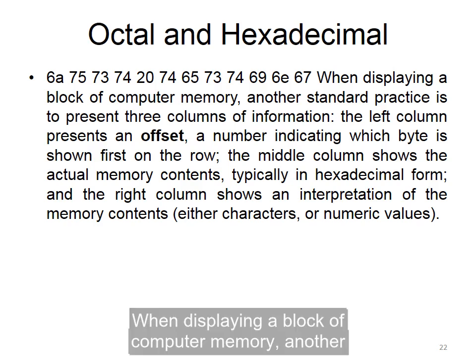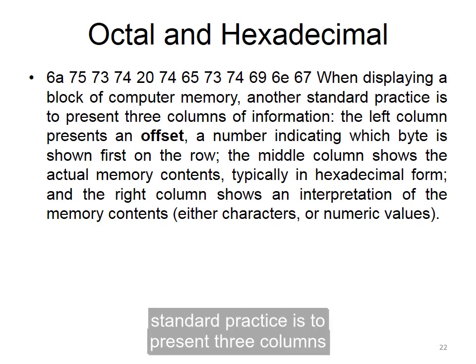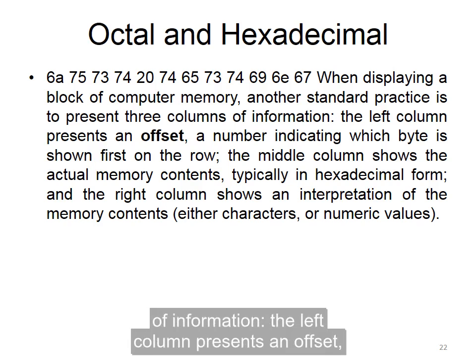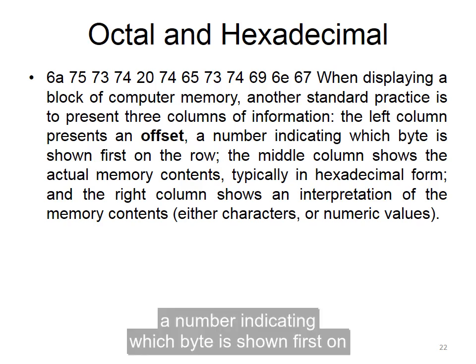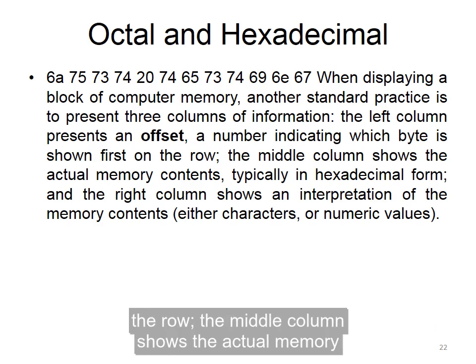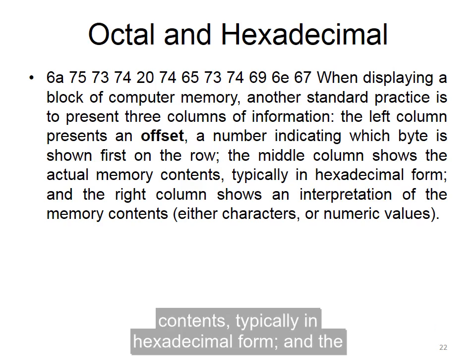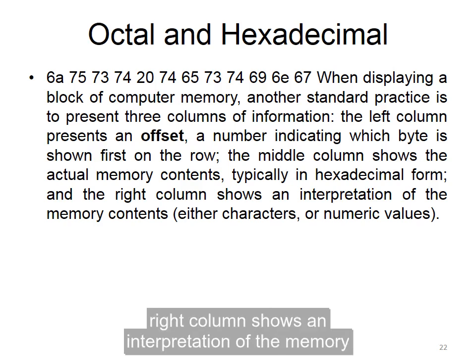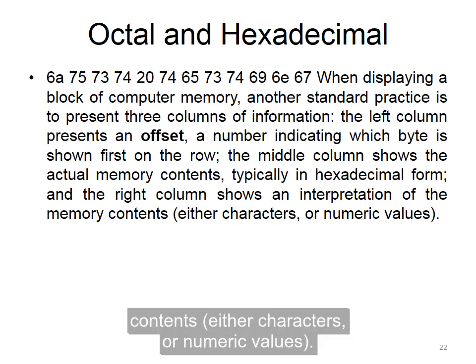When displaying a block of computer memory, another standard practice is to present three columns of information. The left column presents an offset, a number indicating which byte is shown first on the row. The middle column shows the actual memory contents, typically in hexadecimal form. The right column shows interpretation of memory contents, either character or numeric values.